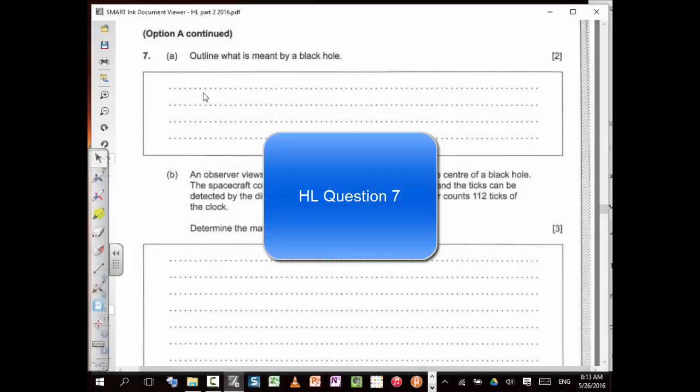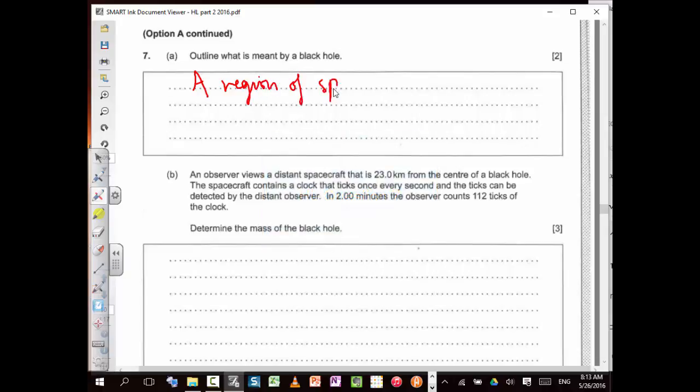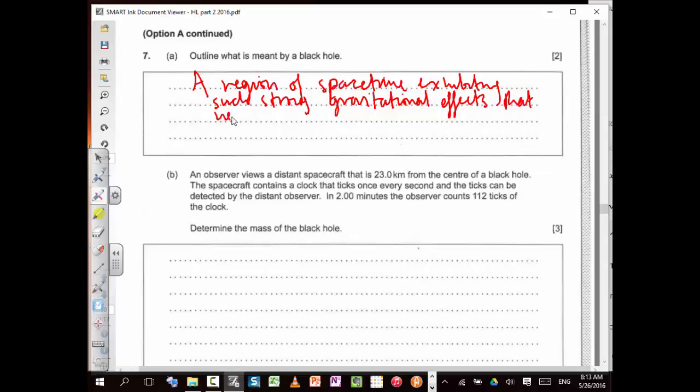Okay, a black hole is a region of space-time exhibiting such strong gravitational effects that nothing can escape it. Not even light.